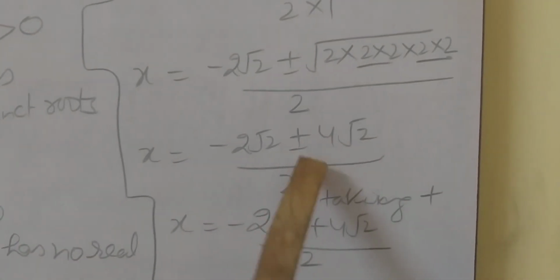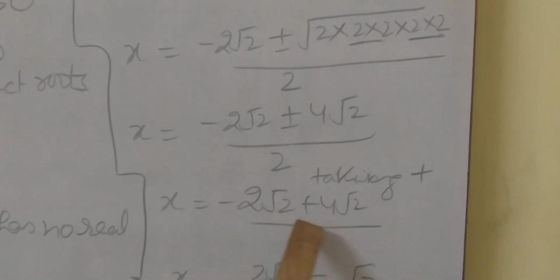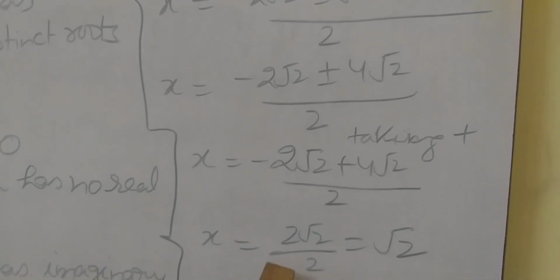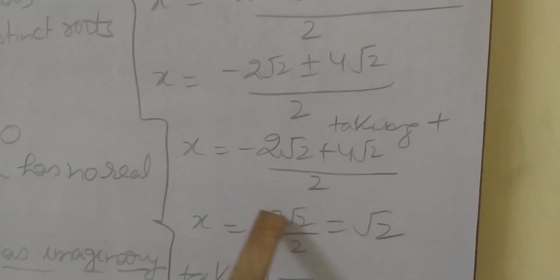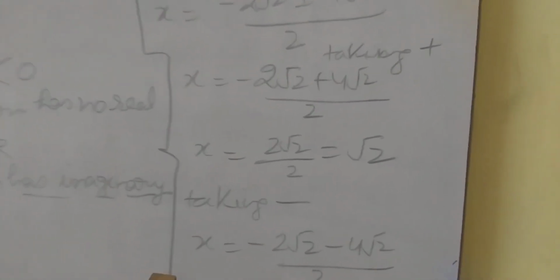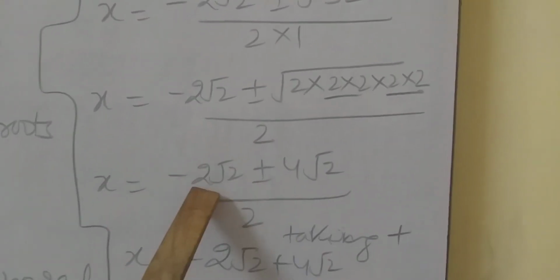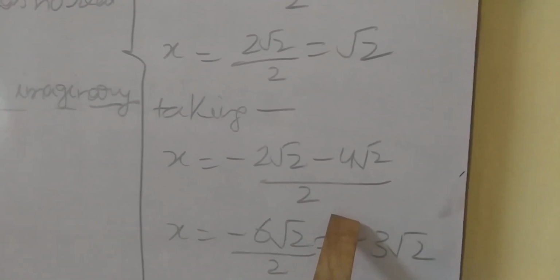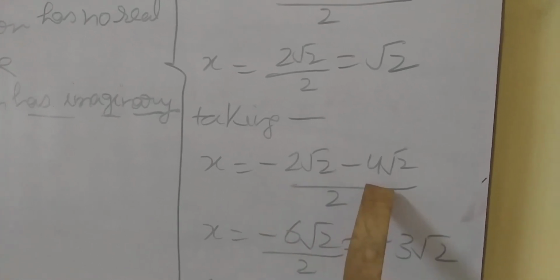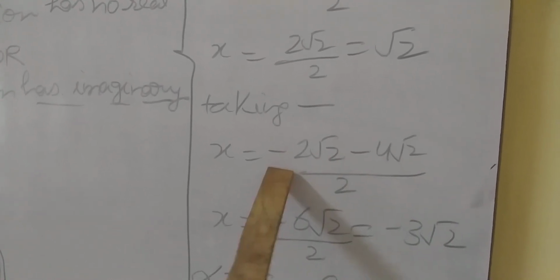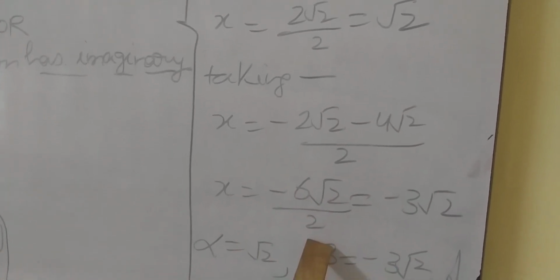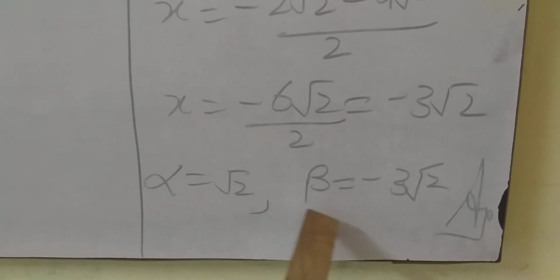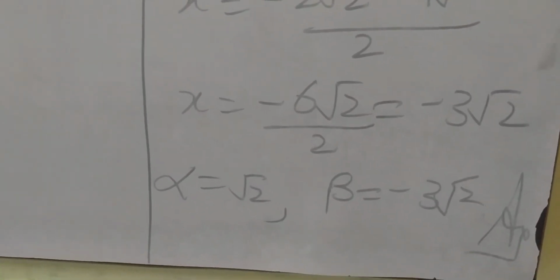Now one time we have to take plus, taking plus, students. So minus 2 root 2 plus 4 root 2 upon 2. 4 root 2 minus 2 root 2 is 2 root 2 upon 2, 2 cancels, root 2. Now taking minus sign, students. When we take minus sign here, minus 2 root 2 minus 4 root 2 upon 2. Minus 2 root 2 and minus 4 root 2 are both like terms, so both will be added, same sign. Minus 6 root 2 upon 2. 2 3s are 6. Minus 3 root 2. So alpha equals root 2 and beta equals minus 3 root 2. Okay, students?